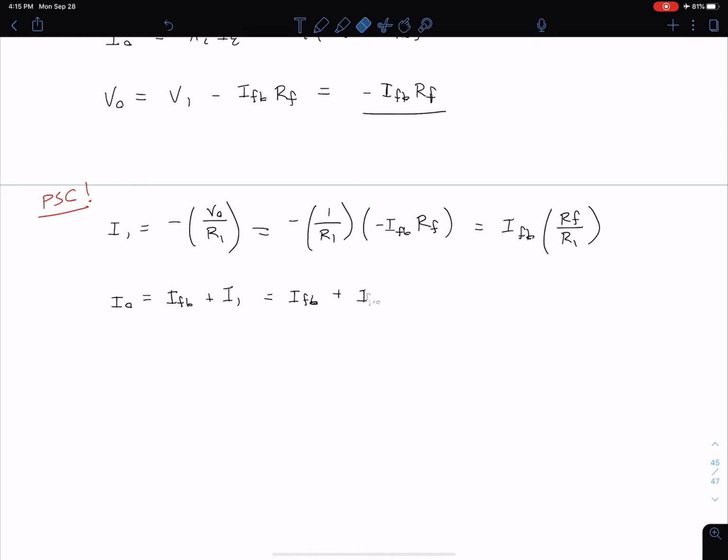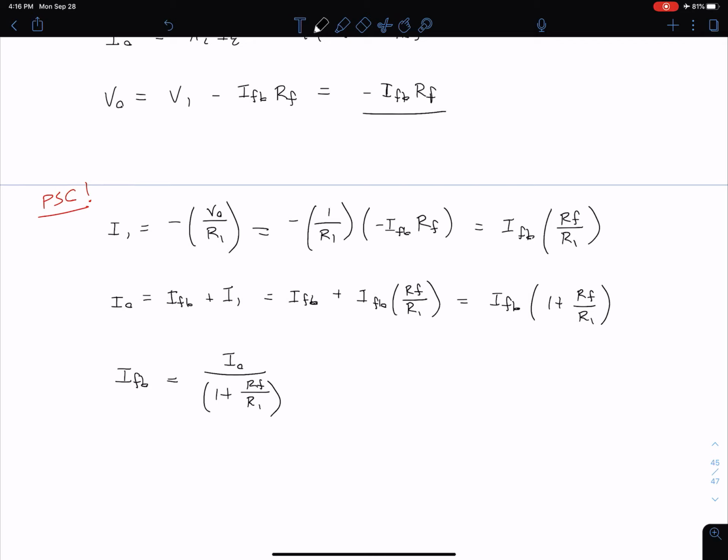Let's try to write that so it's at least somewhat legible. Our IFB times RF divided by R1. So I've just taken the expression for our I1 from the previous line, substituted it in there. Of course, now we can factor out our IFB. So that's times 1 plus RF over R1. And of course, now we can solve for this IFB. This is equal to I naught divided by that quantity of 1 plus RF over R1.